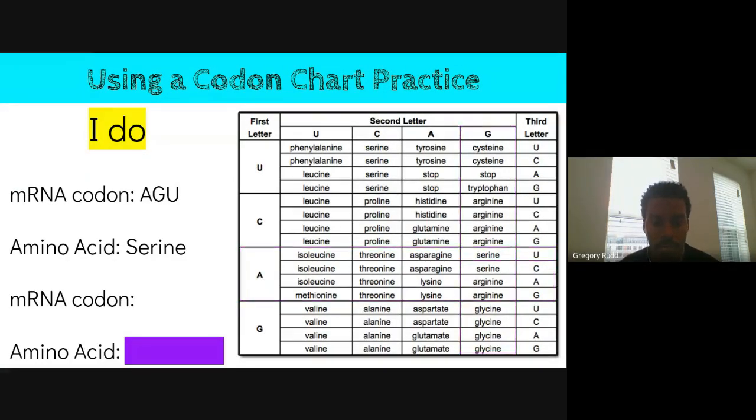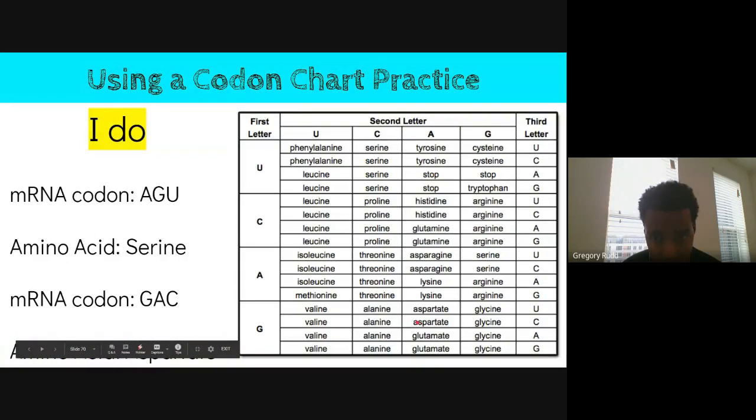Let's try another one. GAC. G is my first letter, so I'm looking in this column, this row at the bottom. A is my second letter, so I'm looking in this section right here. And then C is my third letter, so I'm looking right here at aspartate, or aspartic acid. That's the same, ASP. Okay.